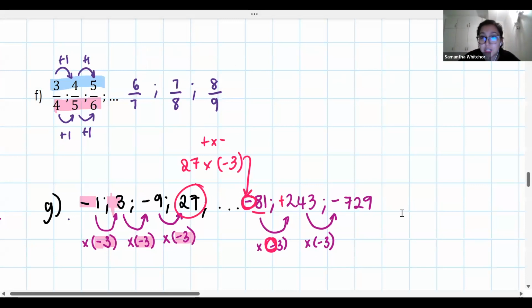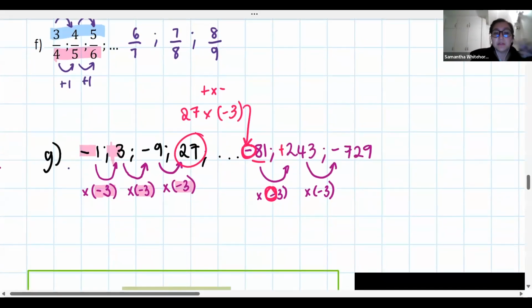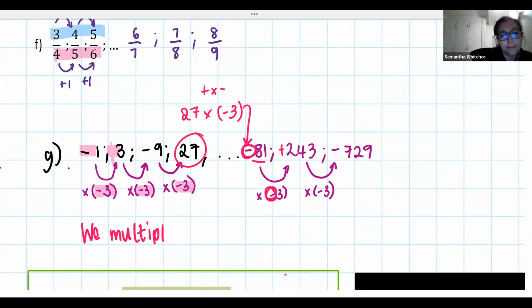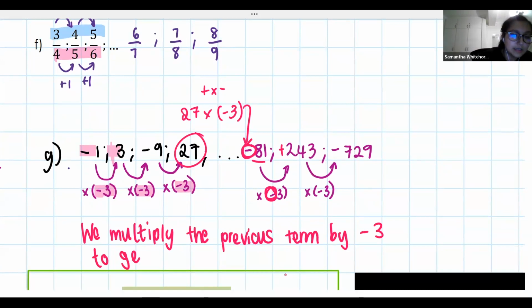So this is actually the type of pattern that we definitely could give you, but we go into depth in this type of specific pattern in grade 12, and these are really cool patterns. So in terms of how we describe it in words, we would say we multiply the previous term by negative 3 to get the next term. I hate writing out in words.